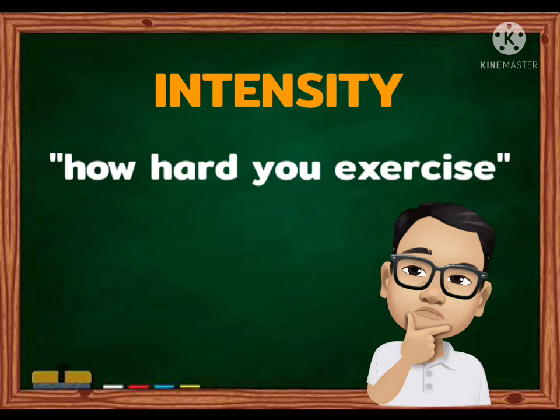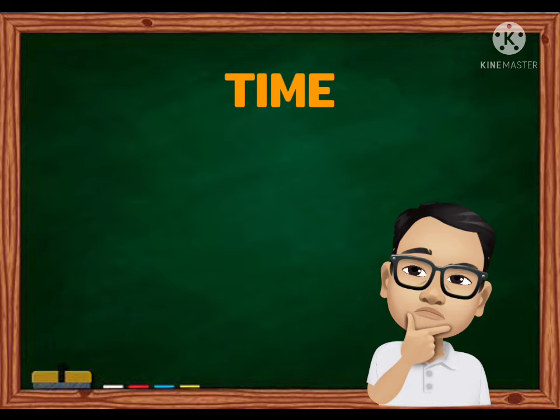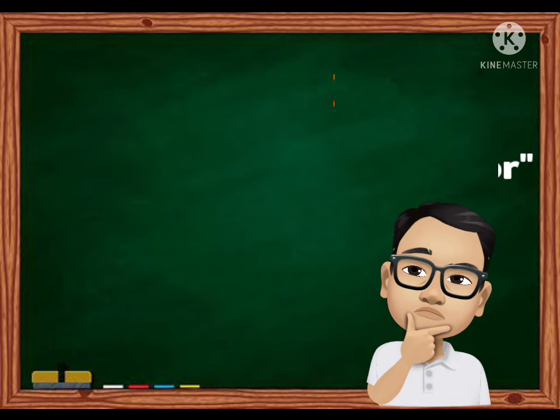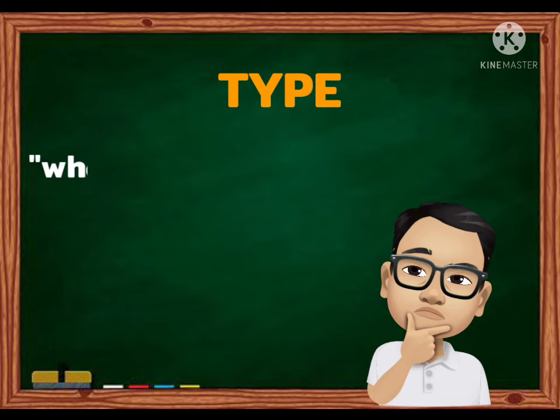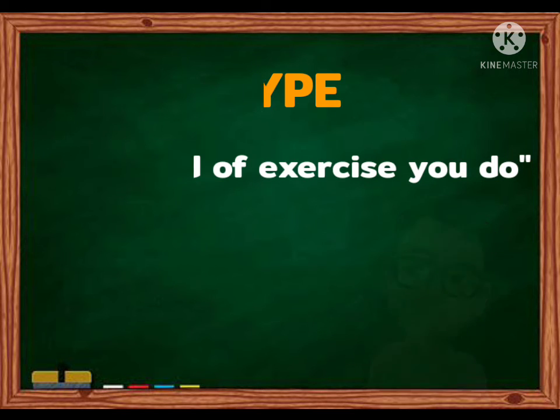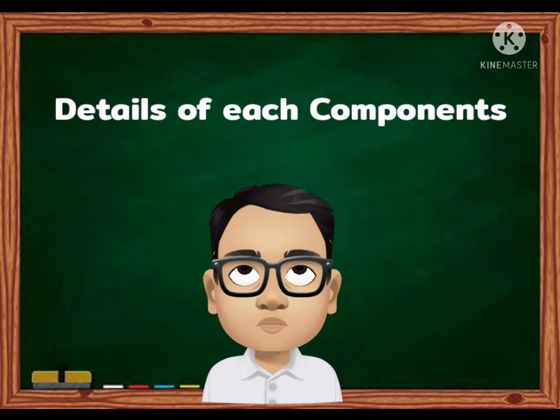Intensity refers to the intensity of exercise undertaken or how hard you exercise. Time is the time you spend exercising or how long you exercise for. Type is the type of exercise undertaken or what kind of exercise you do. Let's take a look at its components in a little more detail.